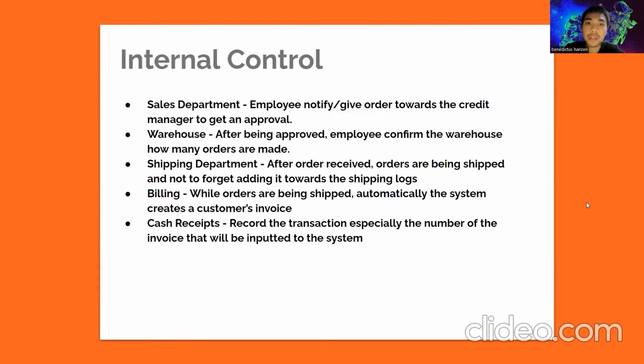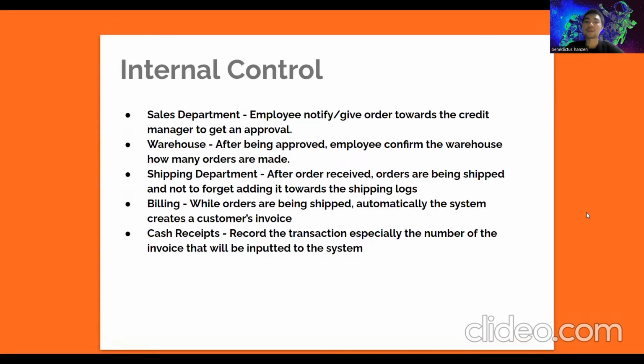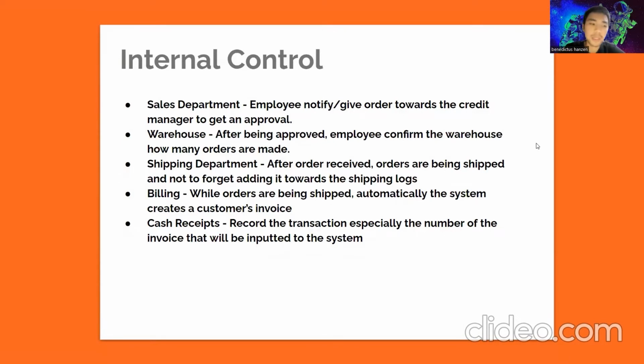Now, after the order has been approved, we are going to the warehouse department. After the order is approved, the employee can confirm with the warehouse how many orders are being made. And not forgetting, the warehouse will create a packing slip and shipping notice, and last but not least, the bill of lading must be prepared. So everything will be prepared and nothing will be lost.